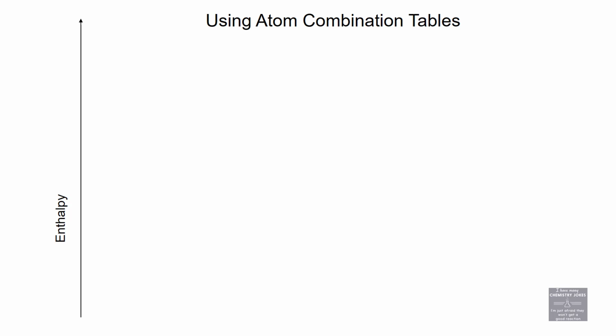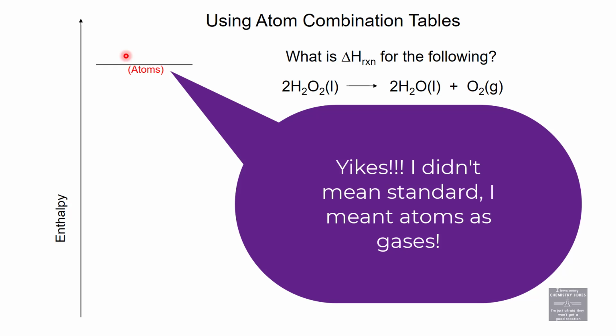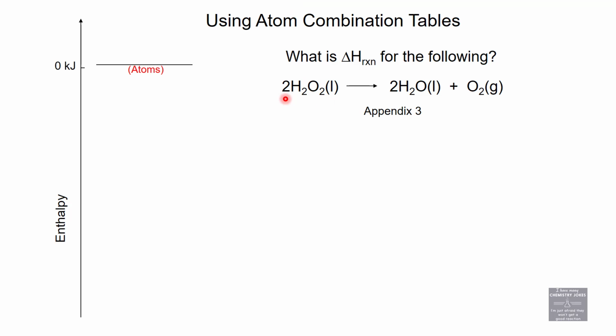Let's talk about an enthalpy plot specifically. If we are using atom combination tables from the back of our chem activity book, how would we make a plot that helps us determine delta H of the reaction for this given reaction? Well, first of all, my 0 point is atoms in their standard state. That is defined as 0. So I'm going to break all this down.